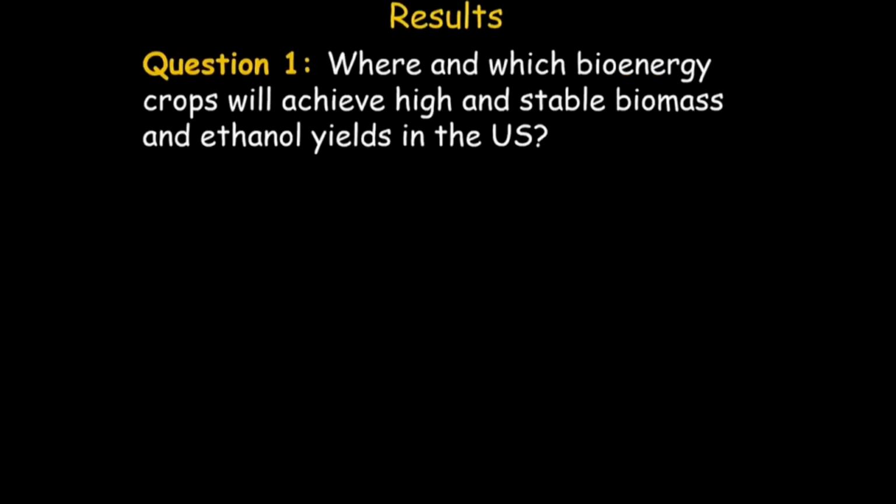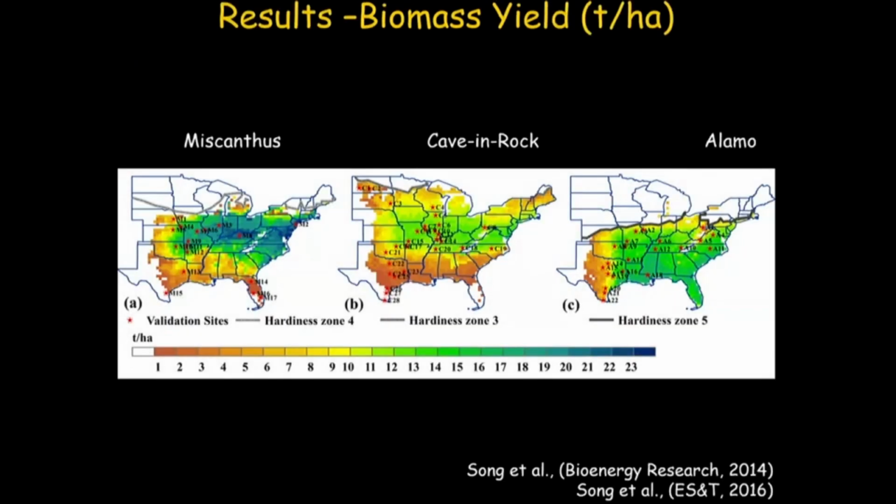Now, first question: where and which bioenergy crops will achieve a high, stable biomass yield? In fact, we have looked at it in different ways, but here I'm going to focus only on the overall impact on bioenergy crops. These are the three bioenergy crops. Yield is how much biomass per hectare. Whenever I use yield, it is always per hectare. Production is only tons, but here it is tons per hectare. I want to clarify this.